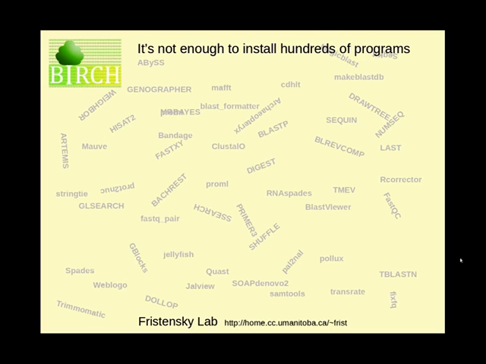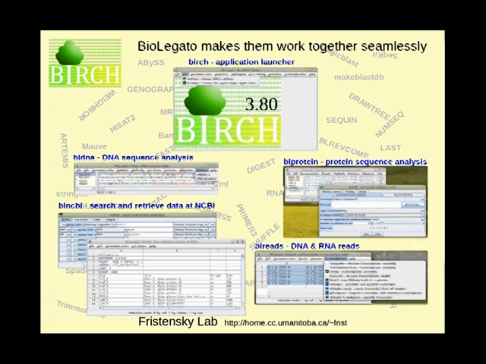Just having a lot of programs installed on your system is only half the battle won. How do you know which ones are available on your system? Where's the documentation? How much time will it take you to figure out how to format output files from one program to be used as input for another? How long will it take to figure out the quirks of running each program? So this is the problem we're trying to solve with Birch.